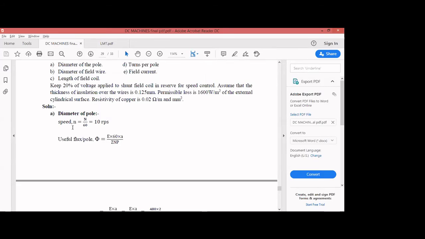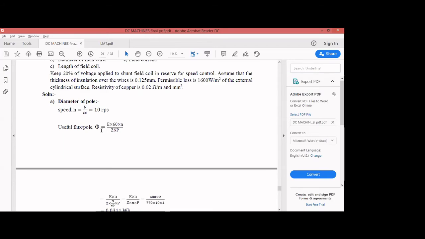Let us calculate the speed now. N is equal to n by 60, which is 10 RPS. For the useful flux per pole, you know the EMF generated formula: E is equal to ΦZNP by 60A. That formula you can use. So Φ is equal to E into 60 into A divided by ZNP. Z is the number of conductors, E is the EMF generated, N is the speed, P is the number of poles, and A is the number of parallel paths.